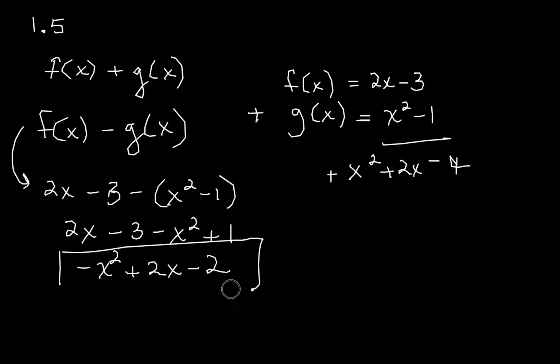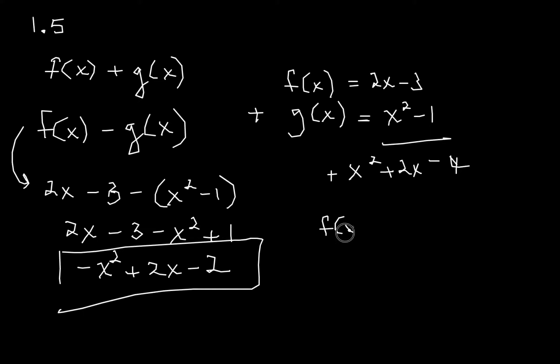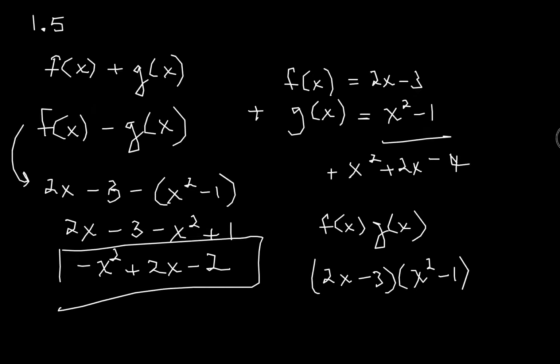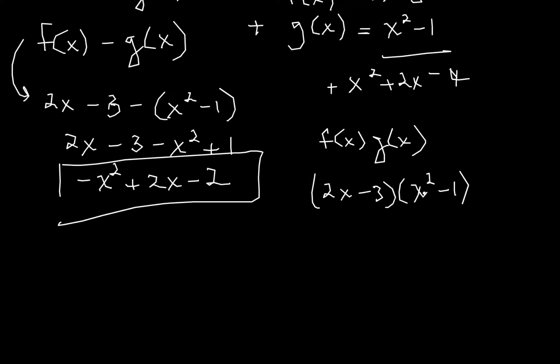If you're going to multiply the two functions, if we have f of x times g of x, you just multiply them. But you're going to have to use FOIL for this because it's 2x minus 3 times x squared minus 1. And you would use FOIL for that, first, outer, inner, last. And you're going to get 2x cubed minus 3x squared minus 2x plus 3.